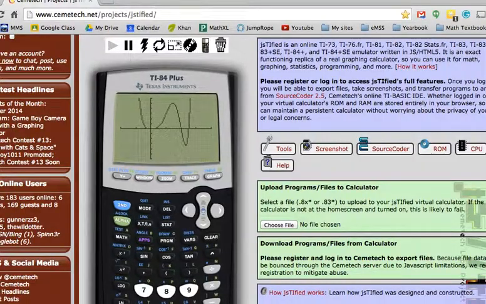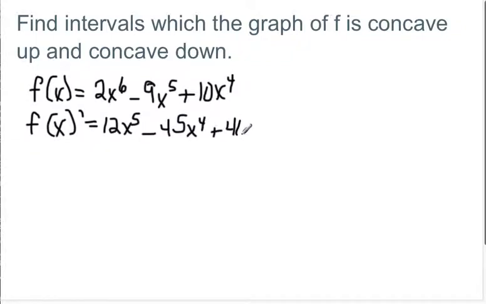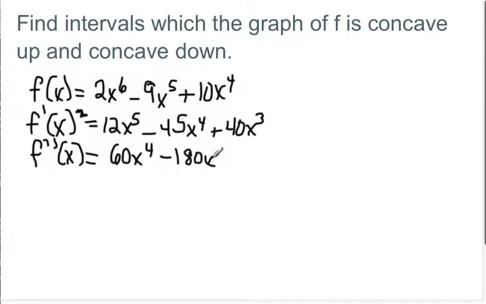So in order to find where it's concave, we need the second derivative. In order to do that, I'm going to take f of x. The first derivative is going to be 12x to the 5th minus 45x to the 4th plus 40x to the 3rd. Okay, for the next example, I'm going to find the second derivative. That's going to give me 60x to the 4th minus 180x to the 3rd plus 120x to the 2nd.